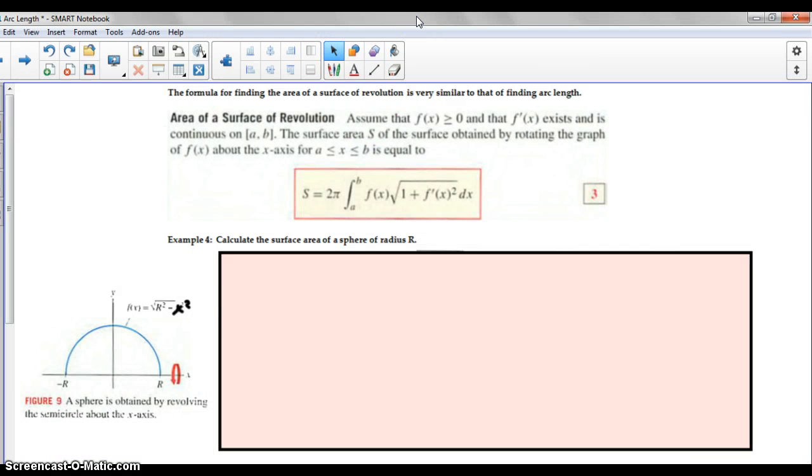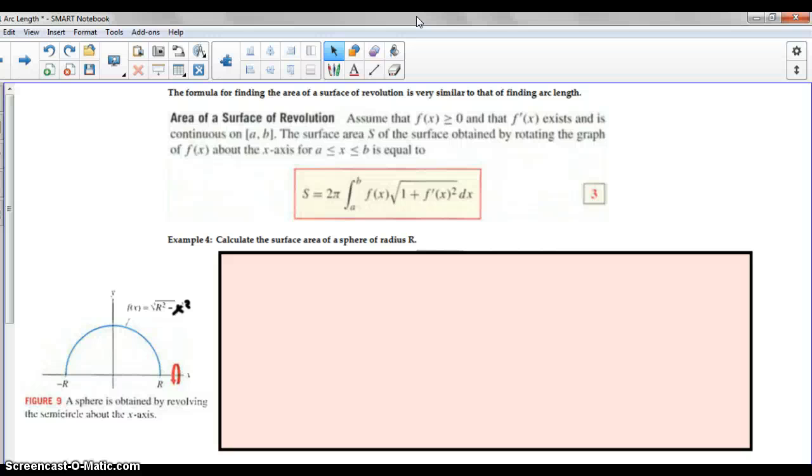Next, we move to a formula for the area of a surface of revolution. In this little part of the lesson, we're going to take regions and spin them around to create 3D shapes, and instead of calculating volume like we did earlier in the course, now we're going to calculate surface area.